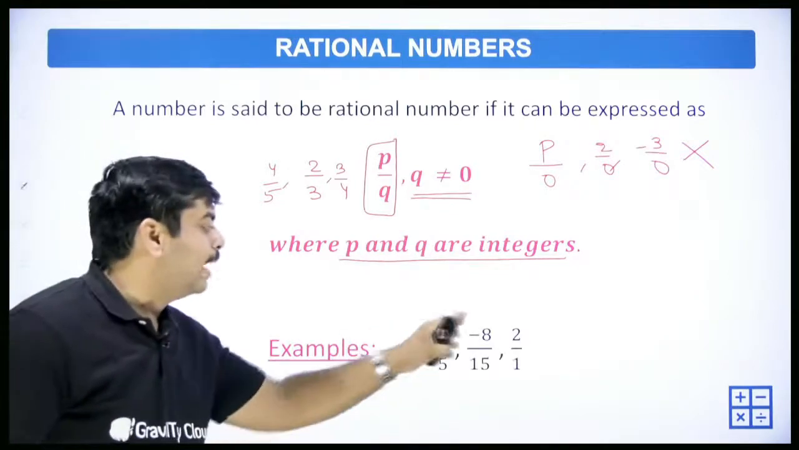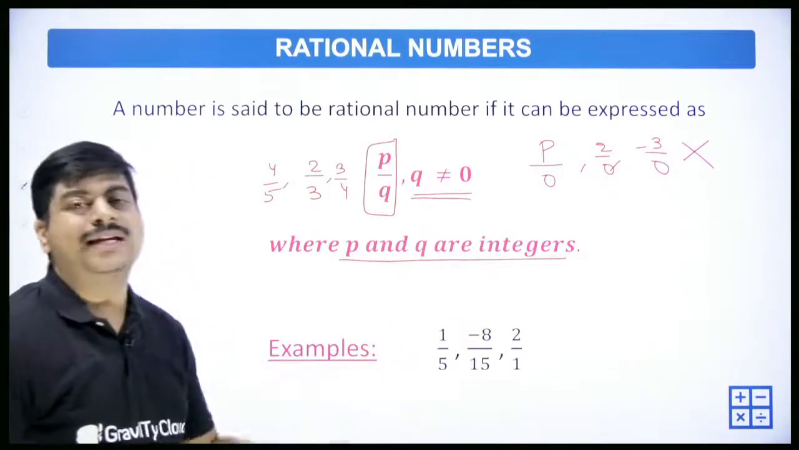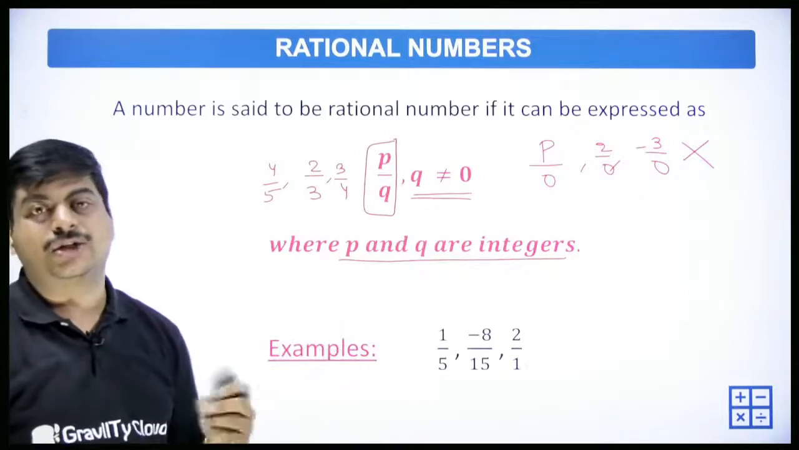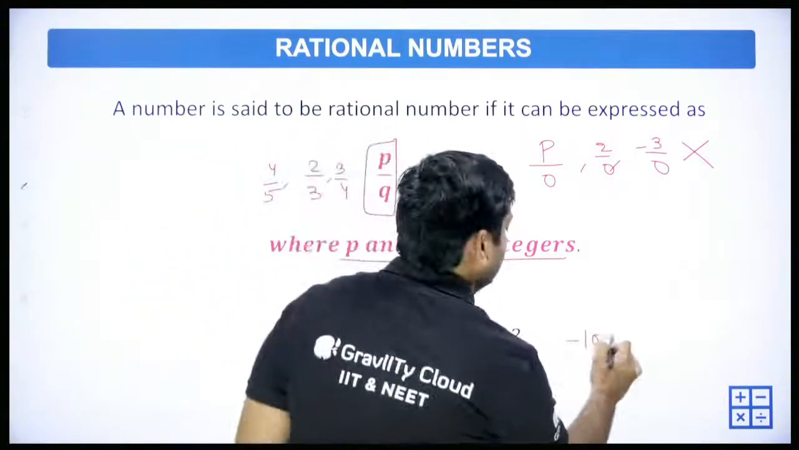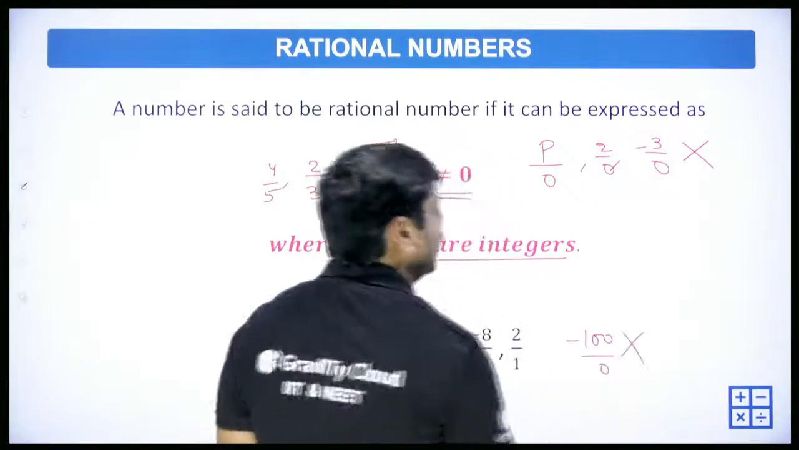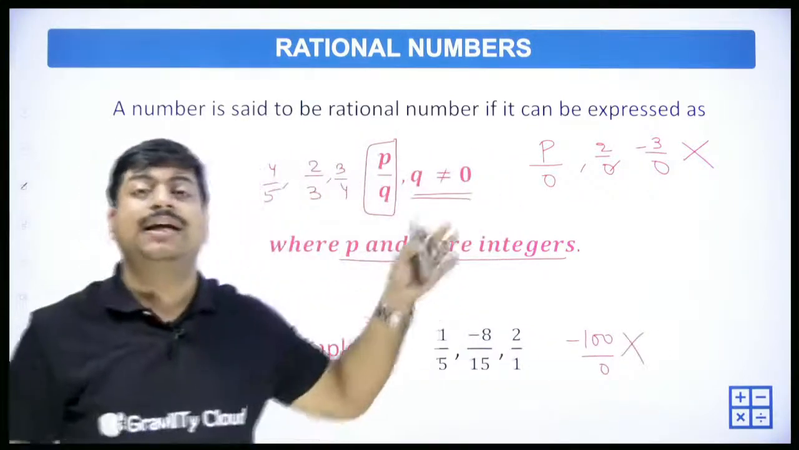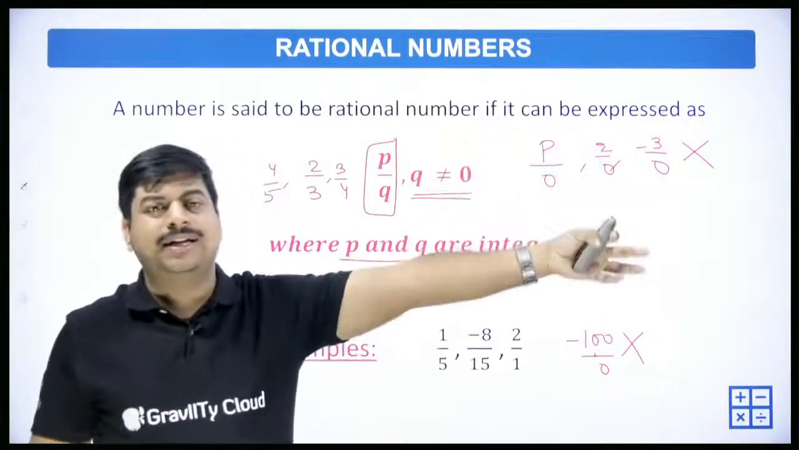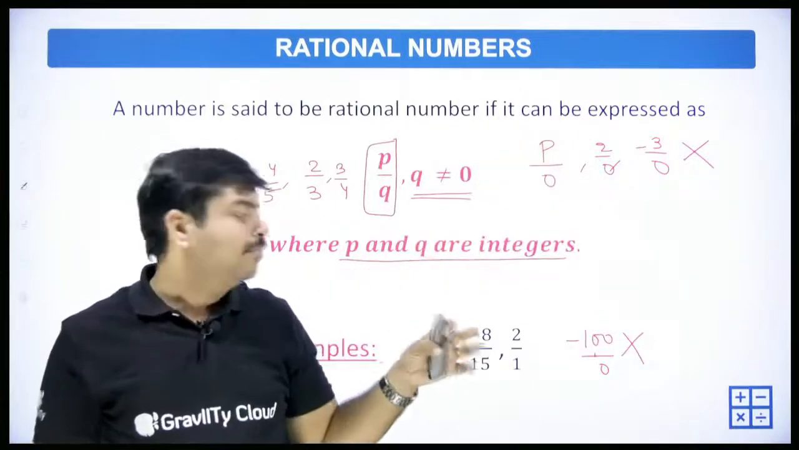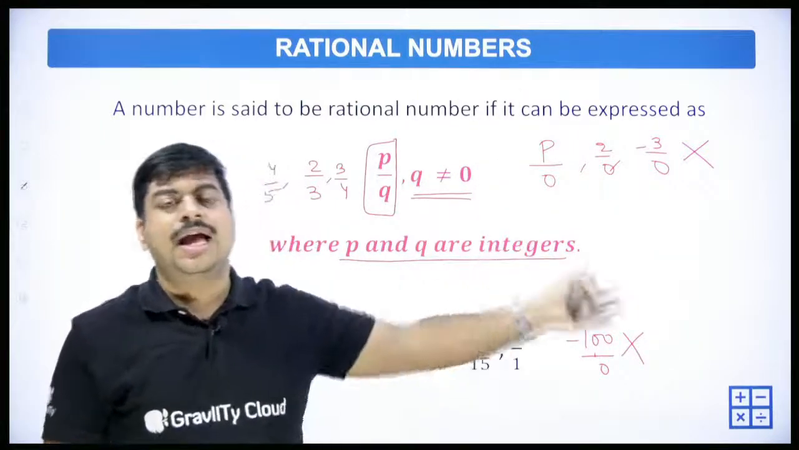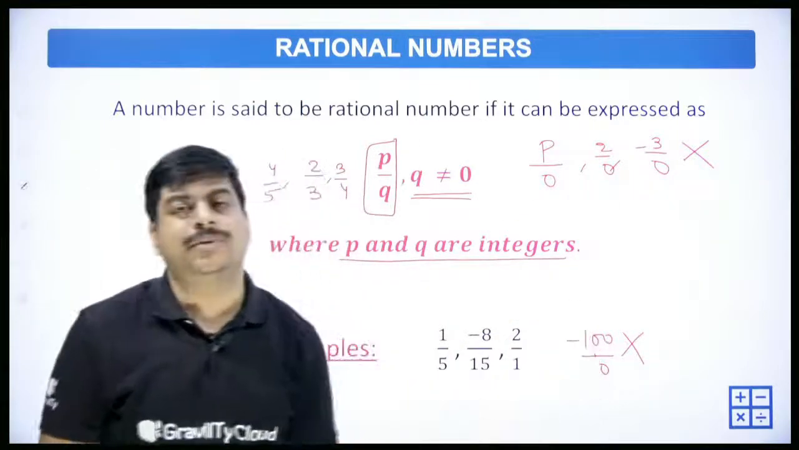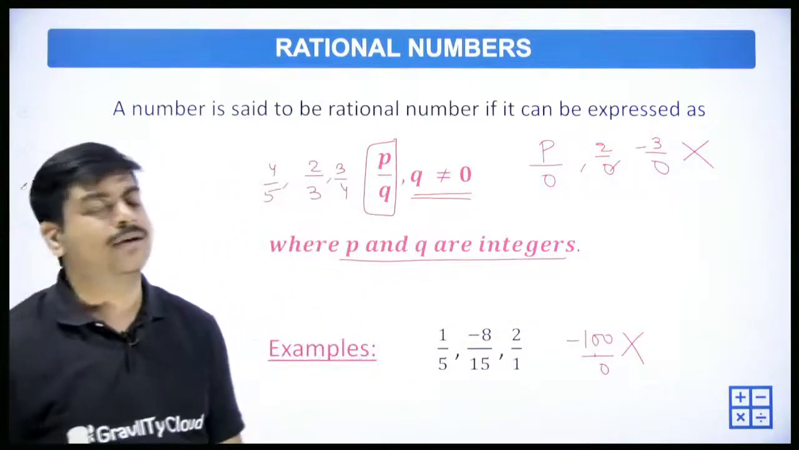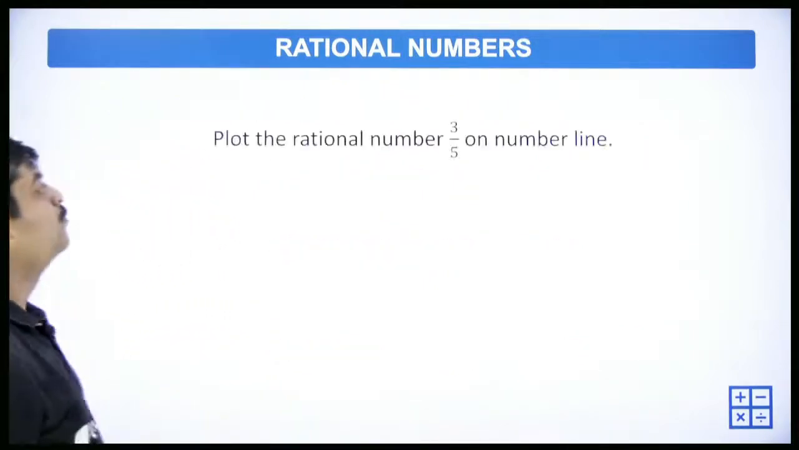1 by 5, minus 8 by 15, 2 by 1. These are a few examples of rational numbers. You cannot have 2 by 0 or minus 100 by 0 as a rational number. These are not rational, and they are not irrational either. Irrational we haven't discussed yet, right? There are numbers which come under neither rational nor irrational, which is not a defined number. It is undefined. Okay. So let's move forward.